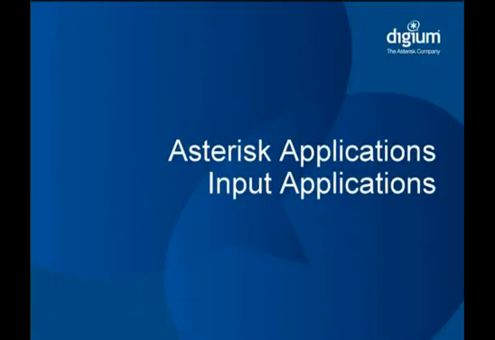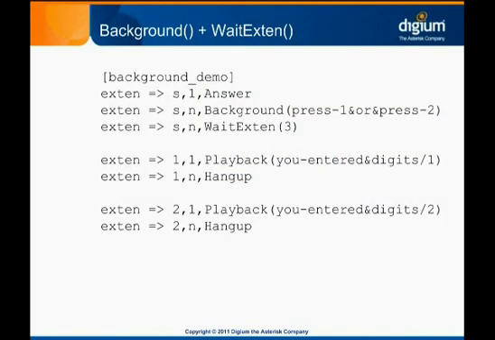Like any telephony system, Asterisk provides a way to accept input from phone users. There are several applications that can receive DTMF and make it available for processing or storing within the dial plan. The background application is similar to the playback application in that it plays an audio file to the channel. However, it simultaneously listens for DTMF input.